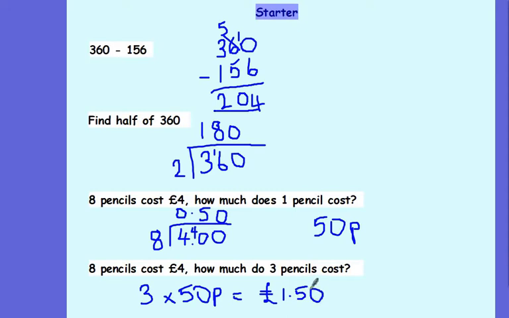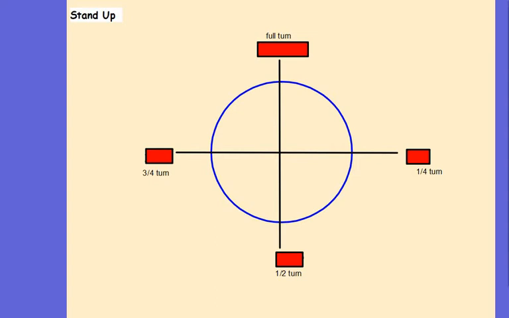Let's head into today's lesson. Everybody stand up. Right, I want you to turn a quarter of a turn to the right. Turn now. How many degrees have you turned, Ellen? 90 degrees. To turn a quarter of a turn, you've turned 90 degrees. Everybody face front.